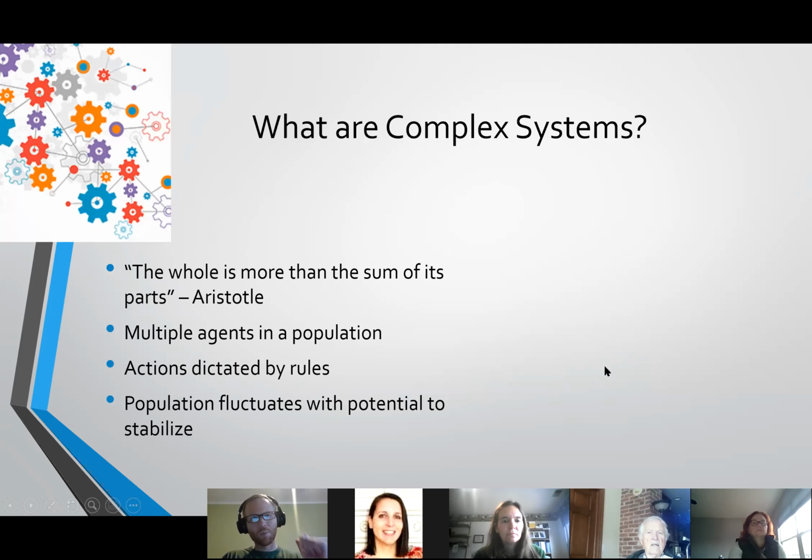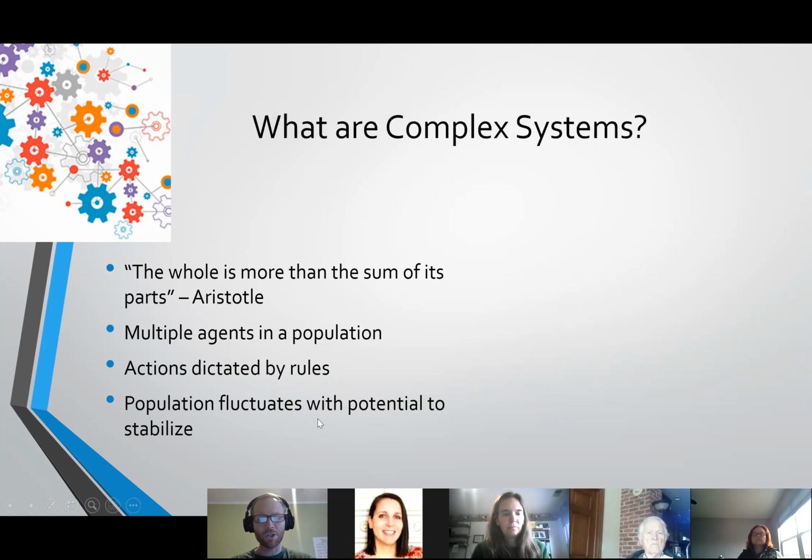Before I get into what we did, just to understand the idea of complex systems, because I will admit that I hadn't really heard this term previously, but it's one that students are becoming increasingly exposed to, especially in high school and middle school. Aristotle basically said that the whole is more than the sum of its parts, and that's what a complex system is. It's trying to understand multiple agents within a population who are acting dictated by rules. They have a certain set of rules that they follow, but these populations are going to fluctuate.